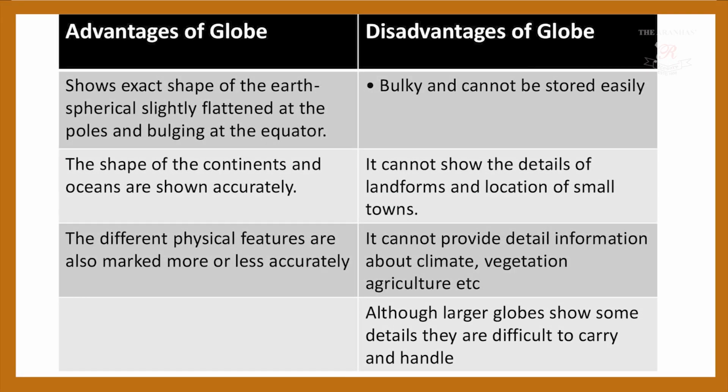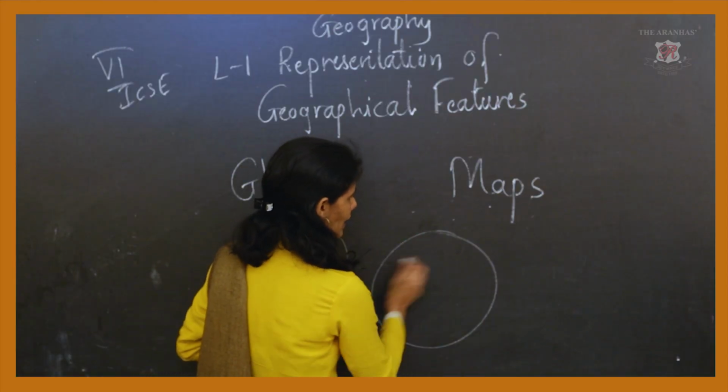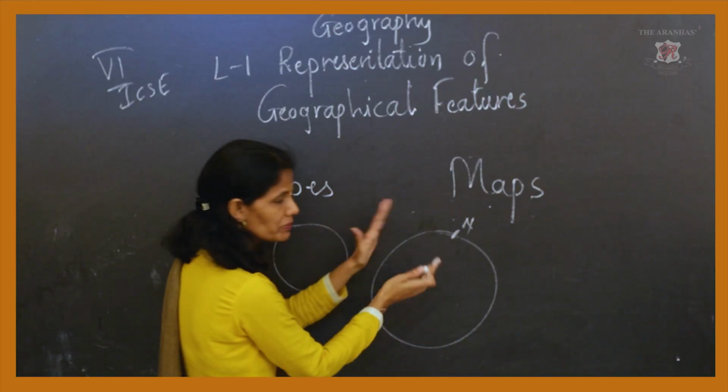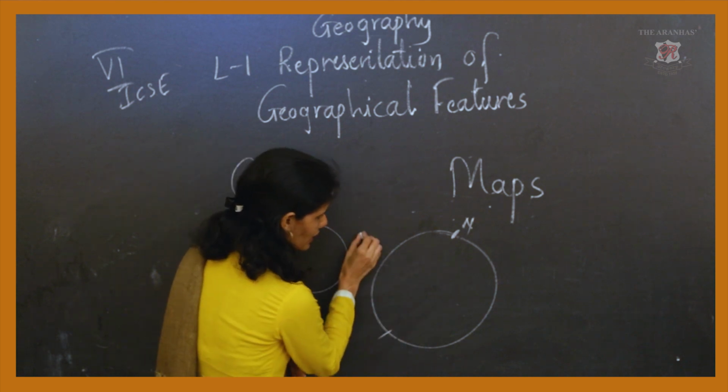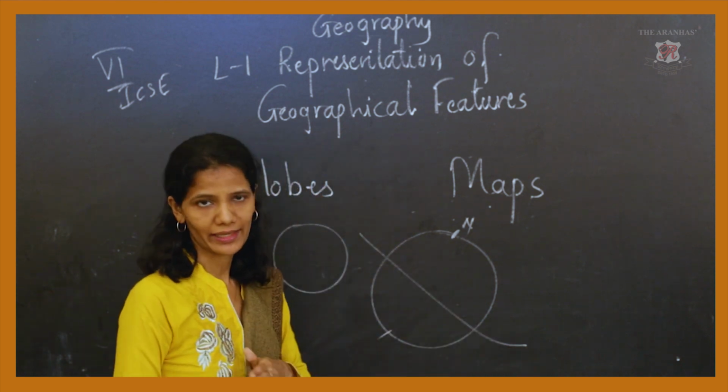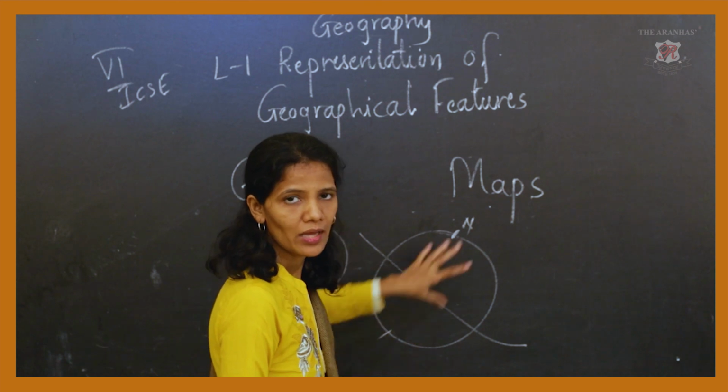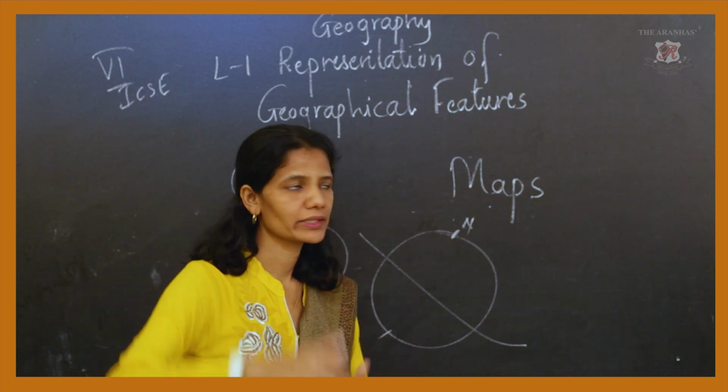Now we are going to see the advantages and disadvantages of the globe. It shows the exact shape of the earth: spherical, slightly flattened at the poles and bulging at the equator. Here it is a little flattened and a little bulging, and in between there is the equator line. There are the North Pole and South Pole, and the axis where you can rotate the globe.